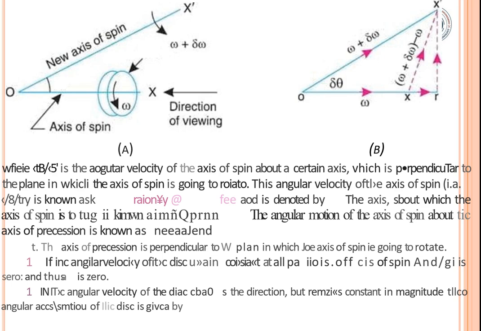If you take figure B, you can see delta theta, where omega rotates in one direction, and in the other direction you get the new axis of spin, omega plus delta omega. When you close the triangle, you consider omega plus delta omega minus omega. Like this, the angular velocity with respect to the magnitude is considered.